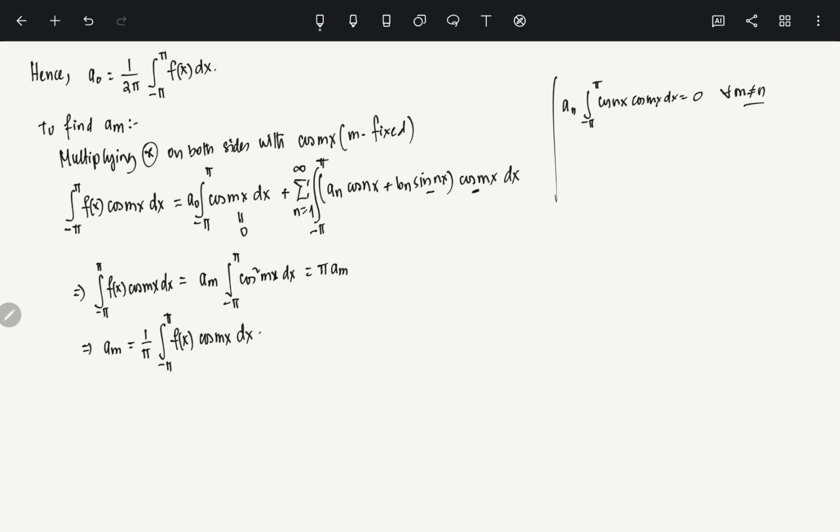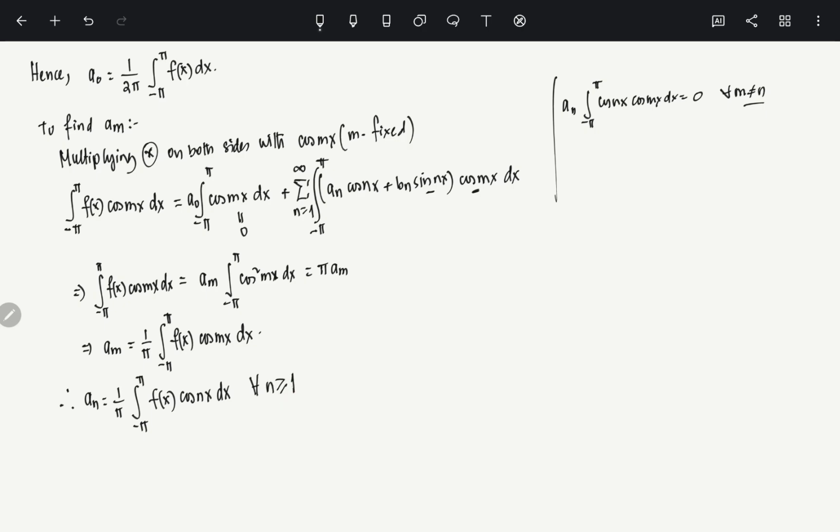Now this is for any fixed m. It does not really matter what it is, m equals 1, 2, and so on. So for any m, this is true, right? This is how you find am. So for any n, an must be written as 1 by pi times the integral from minus pi to pi of f of x cosine nx dx, right? This is for all n greater than or equal to 1, of course natural numbers.